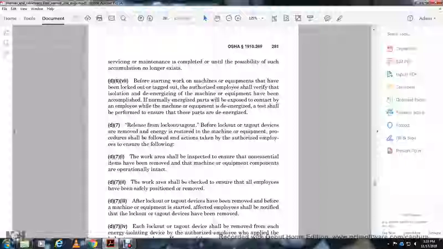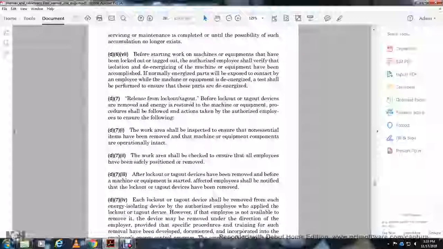The work area shall be inspected to ensure that nonessential items have been removed and that machine or equipment components are operationally intact. The work areas should be checked to ensure that all employees have been safely positioned or removed. After the lockout or tag-out devices have been removed and before the machine or equipment is started, affected employees shall be notified.